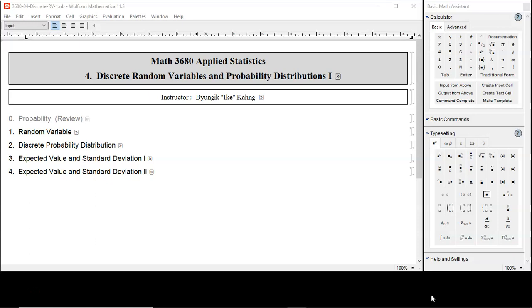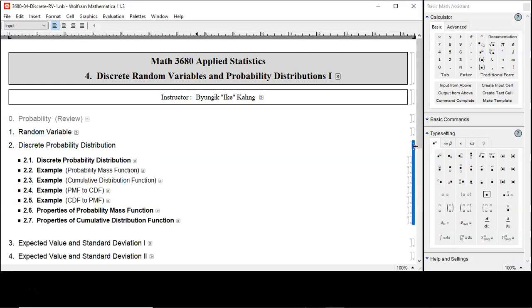Hello students, welcome back. Let's go back to this discussion on discrete probability distribution. We discussed PMF last time and that wasn't too bad. And then we started talking about CDF. Now that was definitely more difficult. And of course in this video we're going to spend a bit more time on CDF.